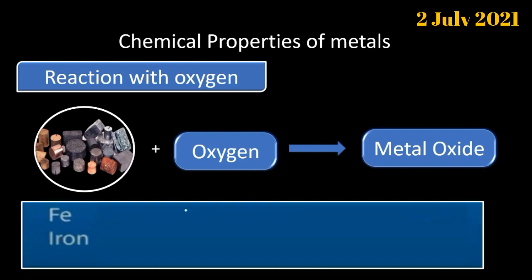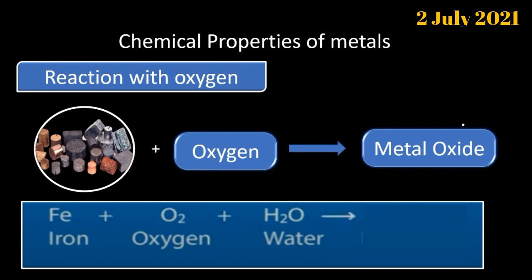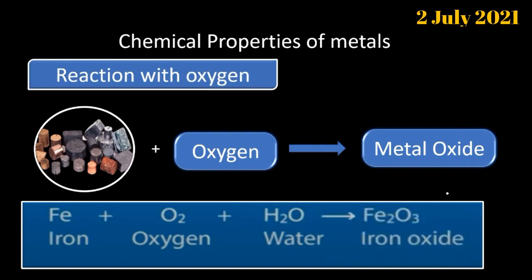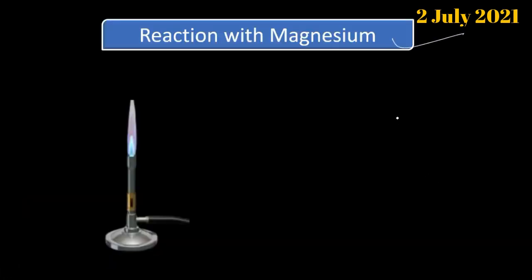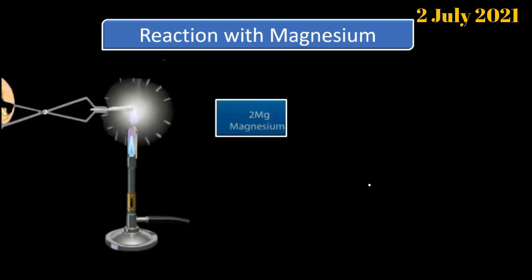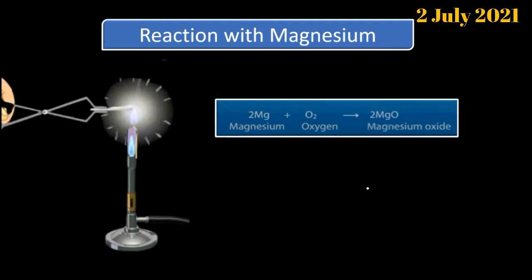And we have seen the example, iron, when combined with oxygen and water, gives rise to iron oxide. And that iron oxide is nothing but what we call rust. Another example we have seen is the reaction of magnesium metal. Magnesium is also a metal, so it is written as Mg. Magnesium burns with a bright light. When the magnesium burns, it is actually combining with the oxygen and gives rise to magnesium oxide. So the equation you can see here: 2Mg plus O2 gives 2MgO.